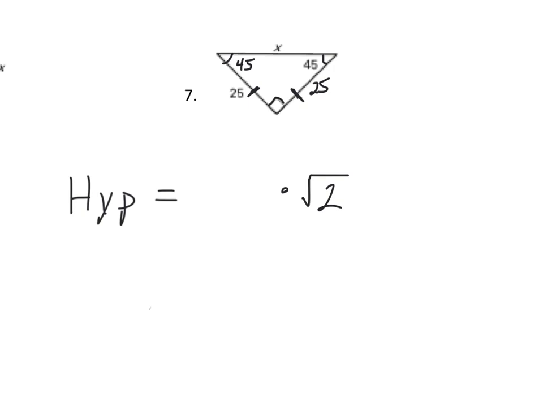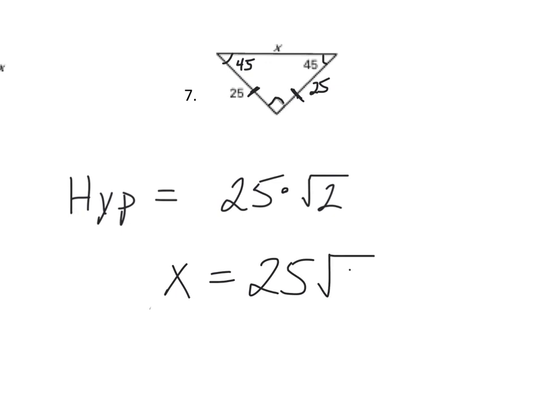So in this case, let's plug in one of my legs. Doesn't matter which one because as I said, they're both the same. So it looks like the hypotenuse in this case, or we can say x, is equal to 25 radical 2.